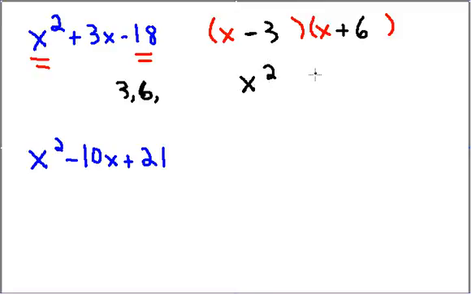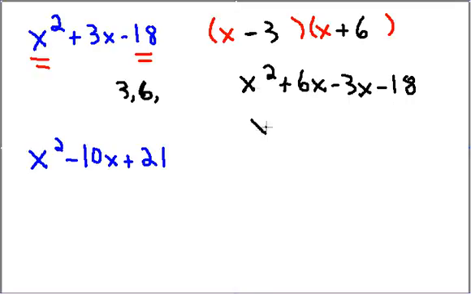X times 6 is a plus 6x. That takes care of our first term. Distributive property now for our second term. What's a minus 3 times x? It's a minus 3x. And a minus 3 times a positive 6 is a minus 18.